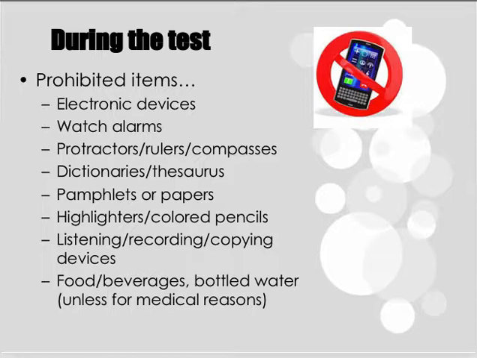So prohibited items include, of course, electronic devices. Those would have been collected at the door when they came in. Watch alarms, protractors, rulers, or compasses, dictionaries, thesauruses, pamphlets or papers of any kind, highlighters or colored pencils, listening, recording, or copying devices, and again, food, beverage, even bottled water. None of that is able to be at their desk, even under their desk, unless for medical reasons, and we don't have any students on our campus who are approved by College Board to have that at their desk.